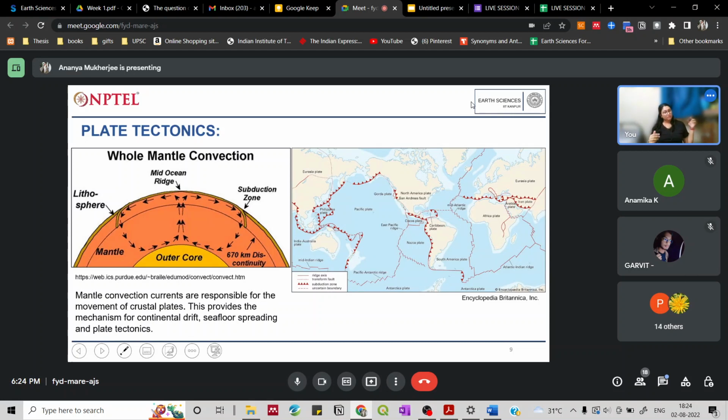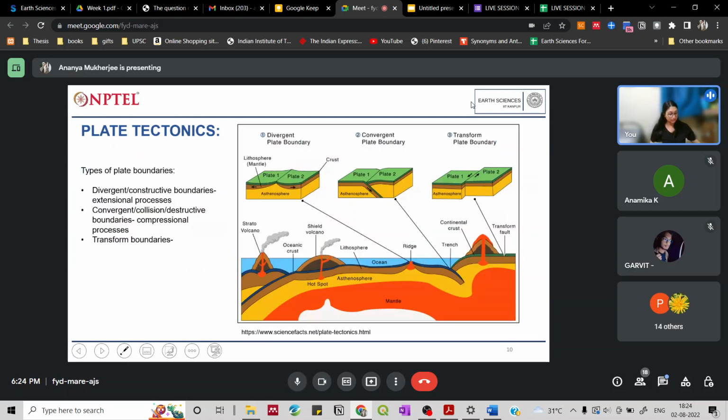Because of the mantle convection currents, these plates are moving towards each other, away from each other, or past each other. Now these different kinds of plate movements give rise to different plate boundaries. Plate boundaries are of three types. There is a divergent boundary where, due to extensional processes, the plates are moving away from each other.